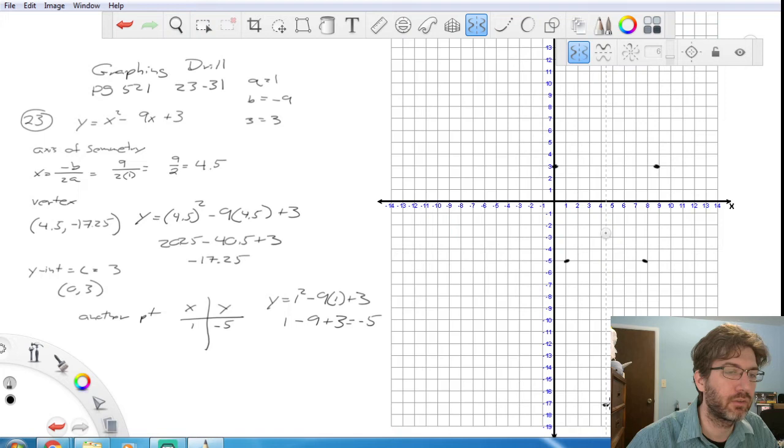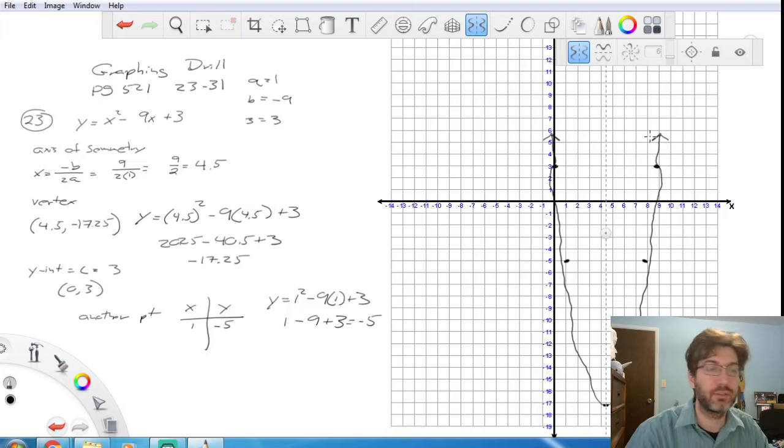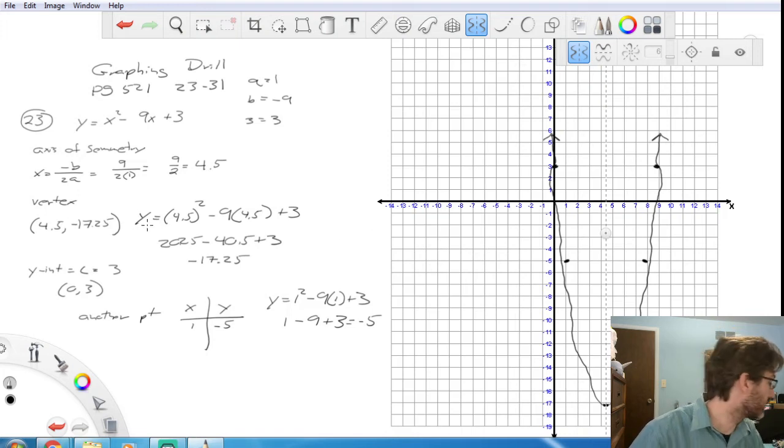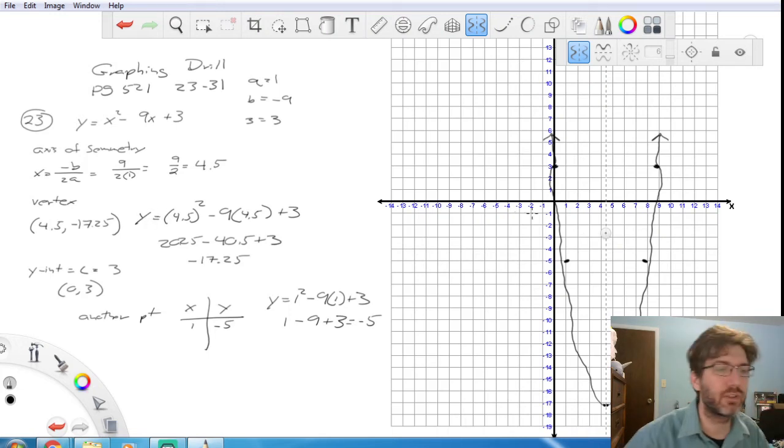And then you can just connect your dots in a nice curve the best you can. And that's our graph. It also says to identify the line of symmetry and the vertex. So here is your vertex.